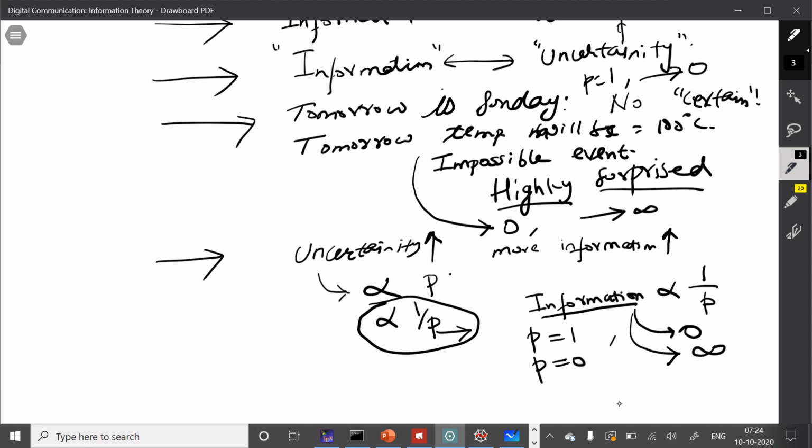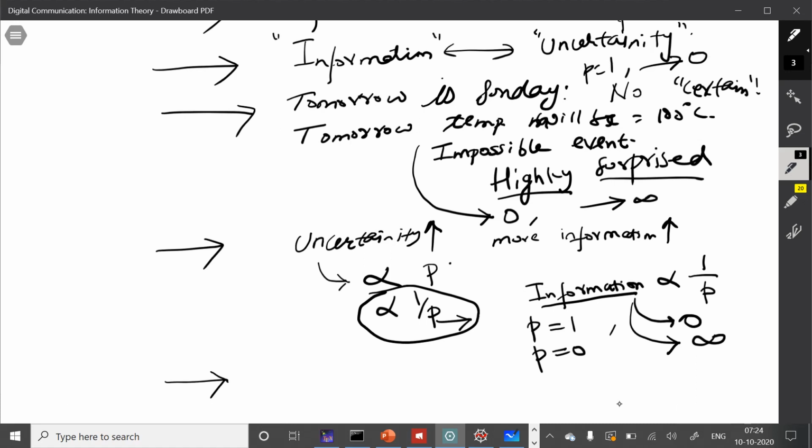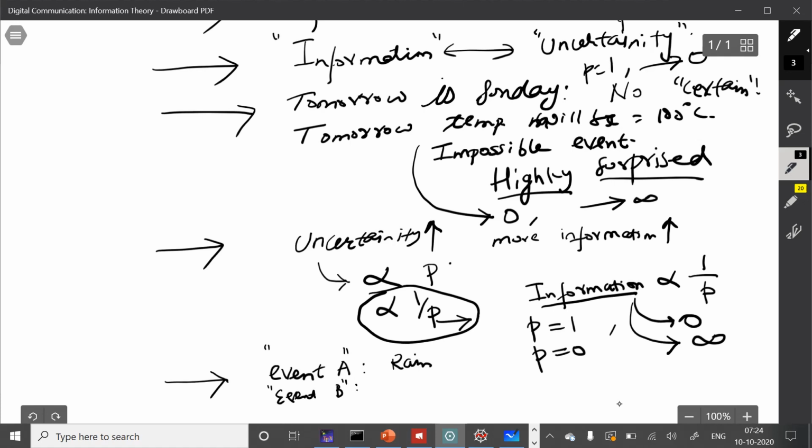The other thing, which is a little bit philosophical in nature, is whether information is additive or multiplicative. Okay, so if I tell you about two things, does this information get added up in your mind or does it get multiplied? So in other words, when two events happen, suppose we have event A, that tomorrow it may rain, and event B, that tomorrow there may be, suppose, a lockdown.